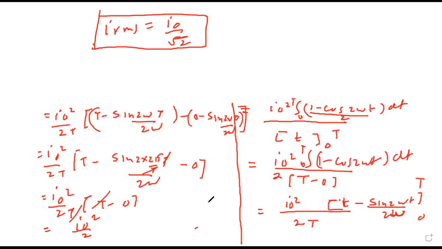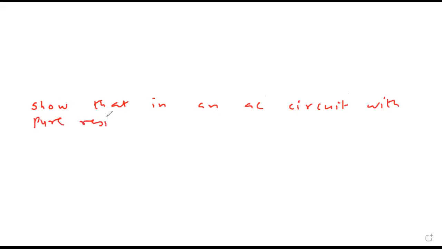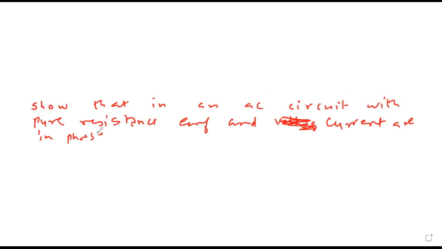Show that in an AC circuit with pure resistance, EMF and current are in phase.